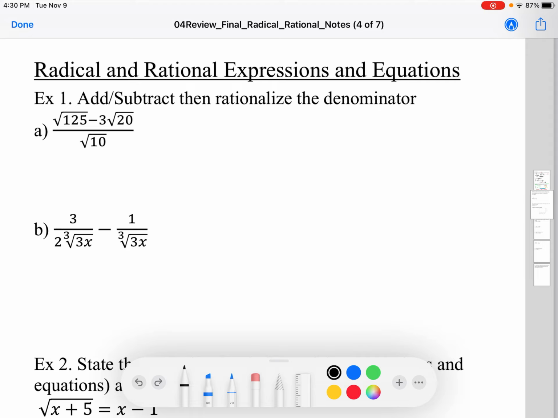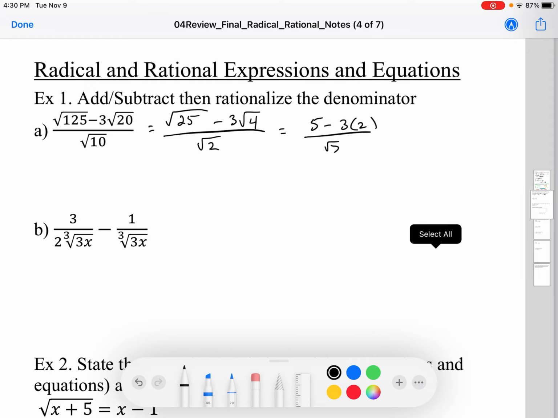There's a common factor of root 5 here. So I'm going to simplify that common factor of root 5. I get root 25 minus 3 root 4, and that's all over root 2. And it's easiest to work out the roots first before we do anything else. So root 25, that's going to become 5 minus 3 times root 4 is 2. And that's all over root 2.